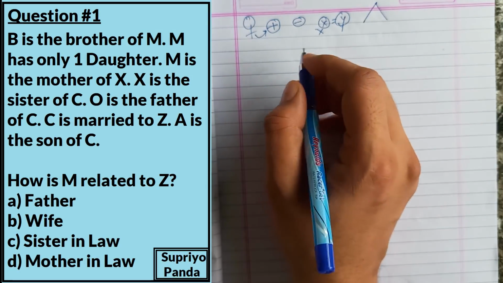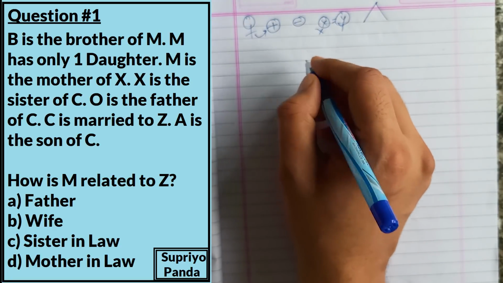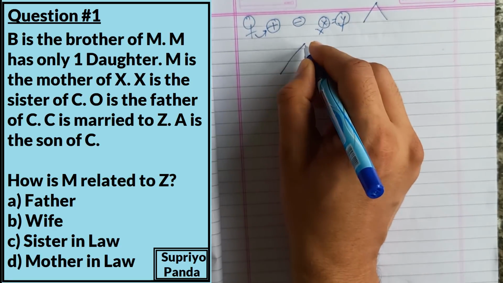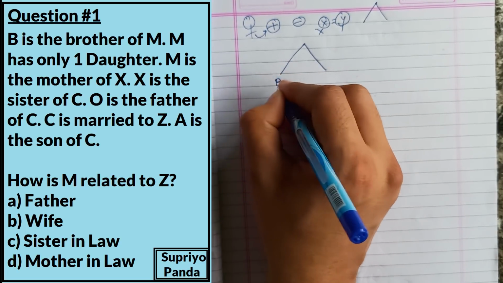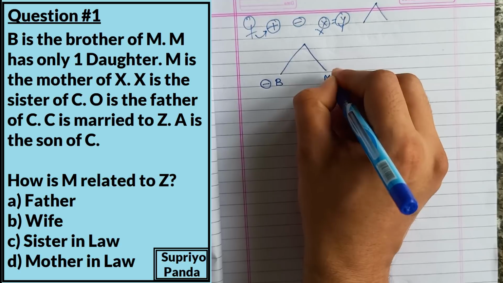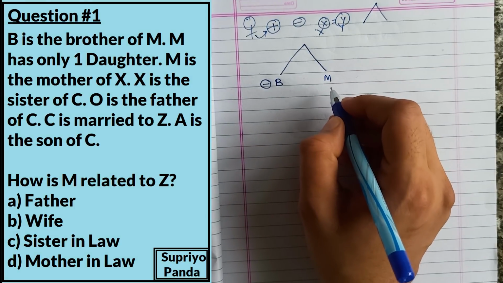Now the first question is a little bit simpler. It was asked in SBI PO prelims. So let's start. B is the brother of M. Fine. Let us draw the family diagram like this. Now importantly, we do not know the gender of M. So be very careful about that.